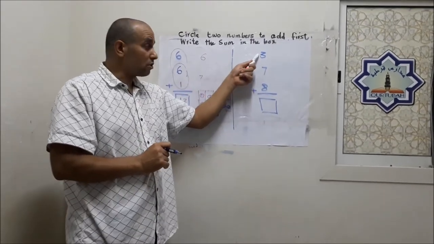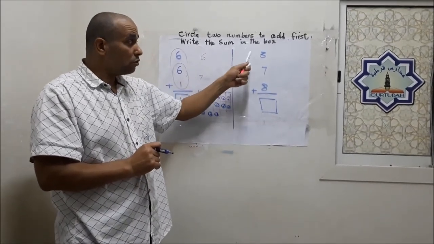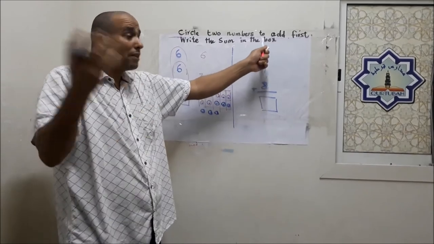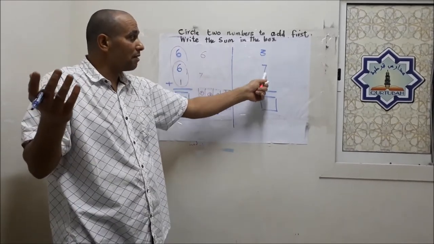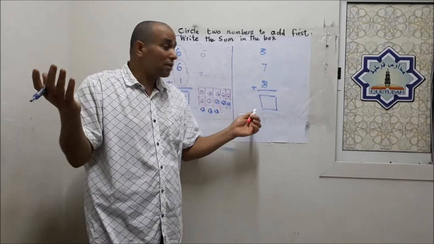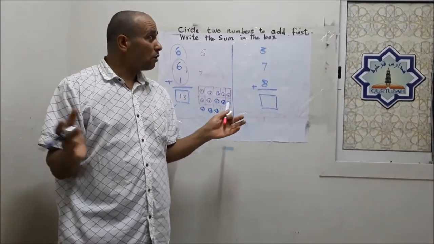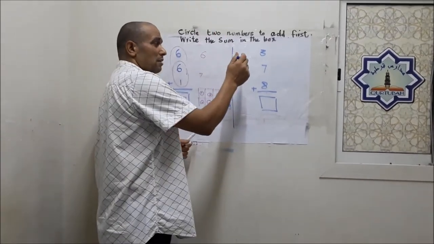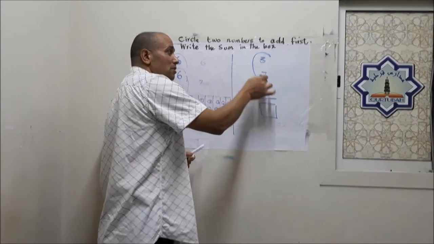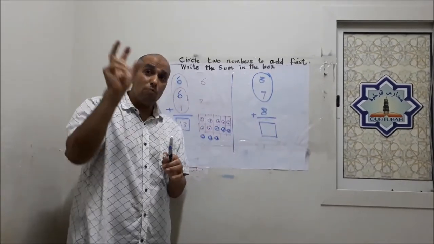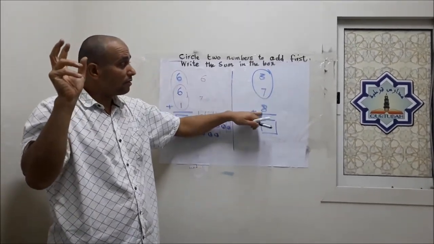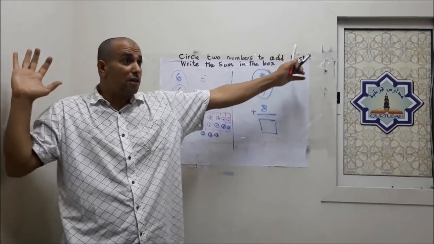You have three numbers, two closer numbers. What are they? 3 and 7 and 8. Which numbers are closer here? It's better for you to choose this one because the total will be smaller. If you look at 7 and 8, the total will be very large.